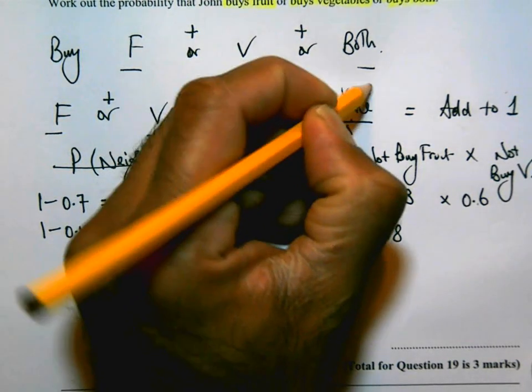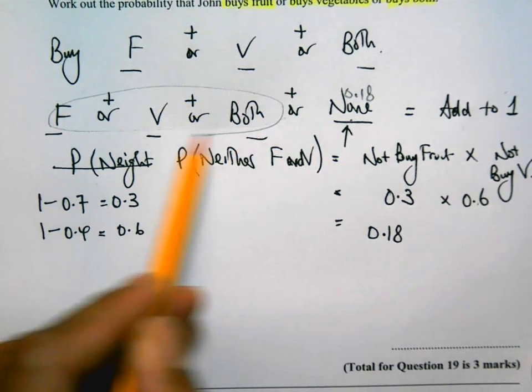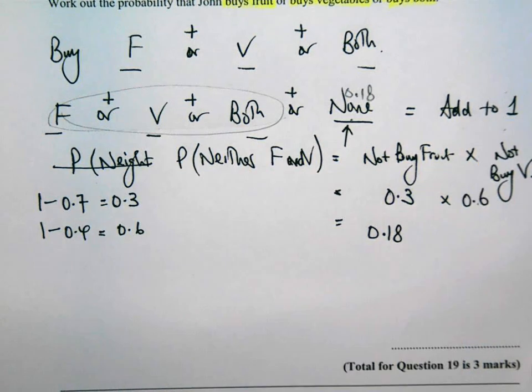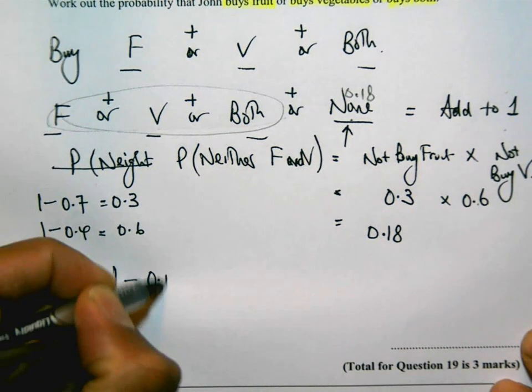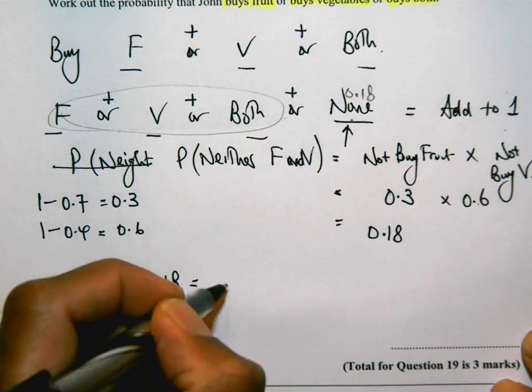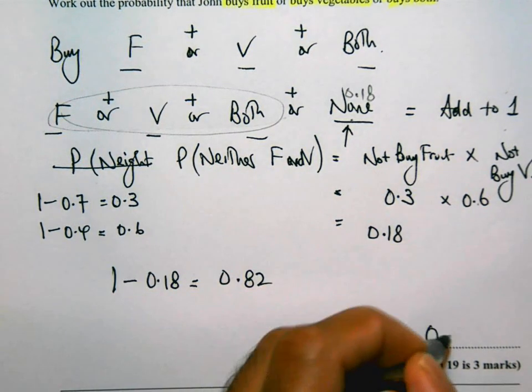That means these here plus 0.18 is going to add up to 1. So in other words, I need to do 1 take away 0.18. You shouldn't find that too tricky, especially at this stage of the paper. That's going to be 0.82, and that's what I'll write in my answer space, 0.82.